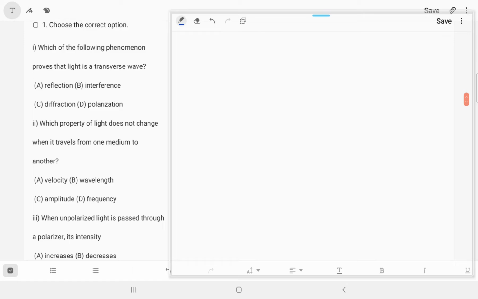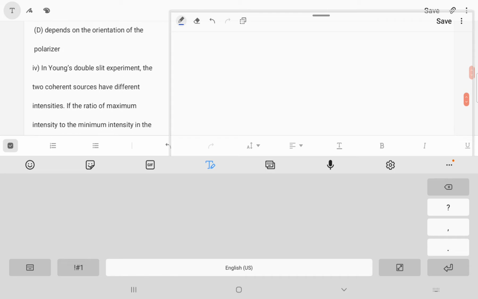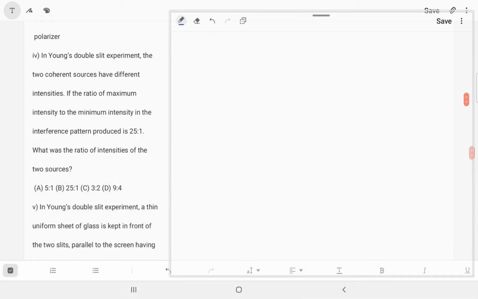So number 4, in Young's double slit experiment, two coherent sources have different intensities. If the ratio of the maximum intensity to the minimum intensity in the interference pattern produced is 25:1, what was the ratio of intensities of the two sources?